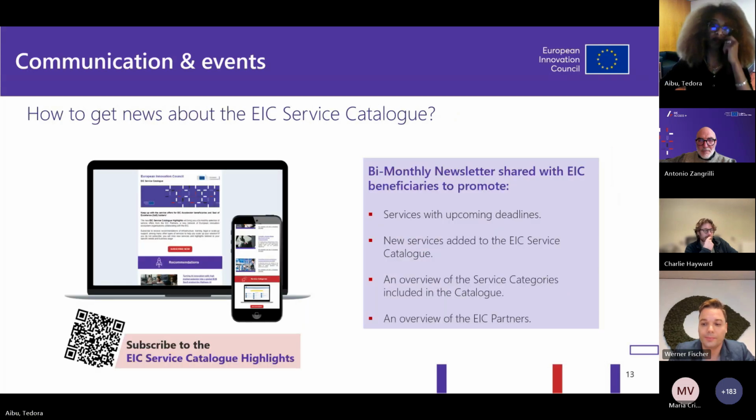In terms of promotion, the main tool we have for promoting the service catalog and the services specifically to beneficiaries or EIC awardees is the EIC Service Catalog highlights. They are newsletters. They are published bi-monthly and they only reach those who have subscribed to them. So we kindly ask you to please use the QR code that is on the screen to subscribe as soon as you can. You can also find the link for subscription on the catalog itself. And in these publications, we promote the services, new partners, any news that has to do with events. We also push for upcoming deadlines or anything that might be relevant to beneficiaries.